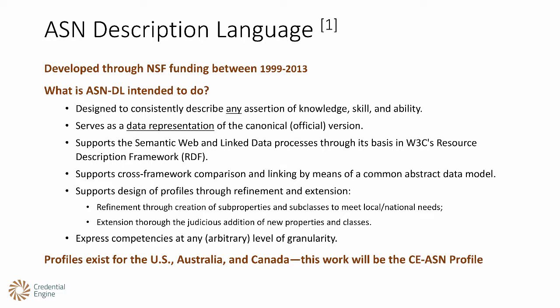And it serves as a data representation of the canonical official competency framework. In other words, the competency framework exists out there, and what happens with ASN is all of the competencies within that competency framework are atomized, pulled out, and converted into data. So it serves as a data representation of that canonical version. It supports the semantic web and linked data processes through its basis in W3C's Resource Description Framework. So that's just like SKOS.